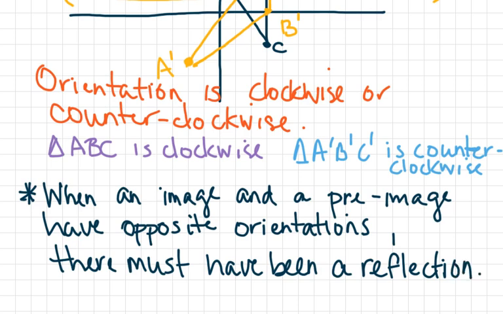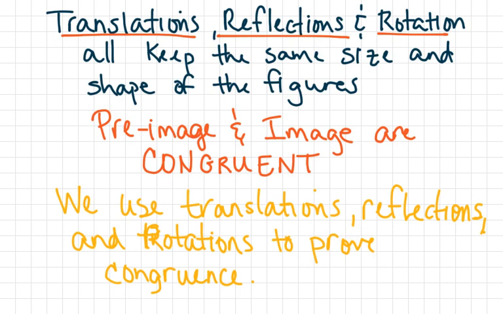So that's what you want to look for when you have to figure out how to map one figure onto another. Alright, what we want to do now is talk about dilations. So dilations involve a size change.